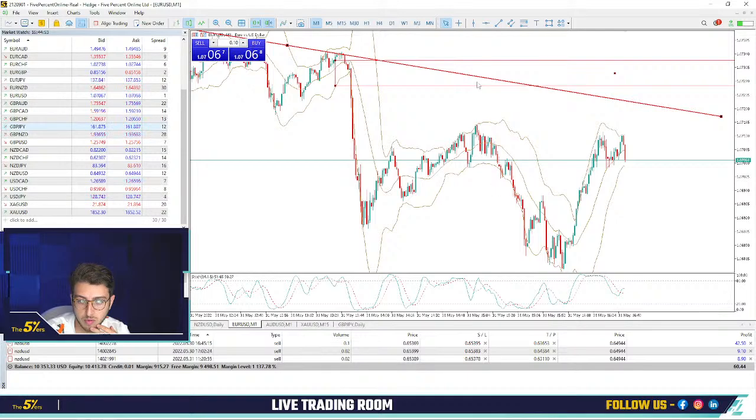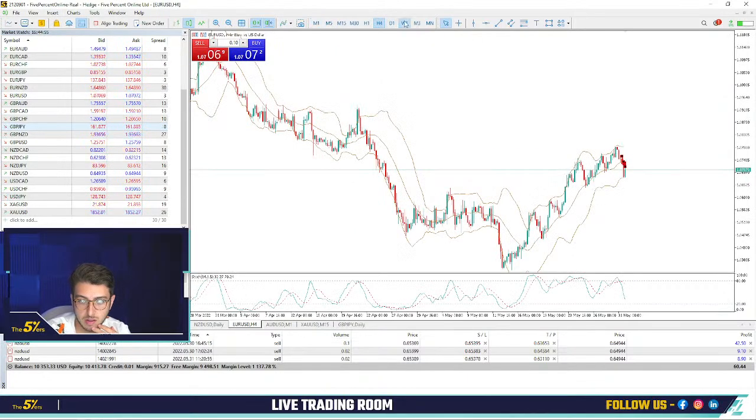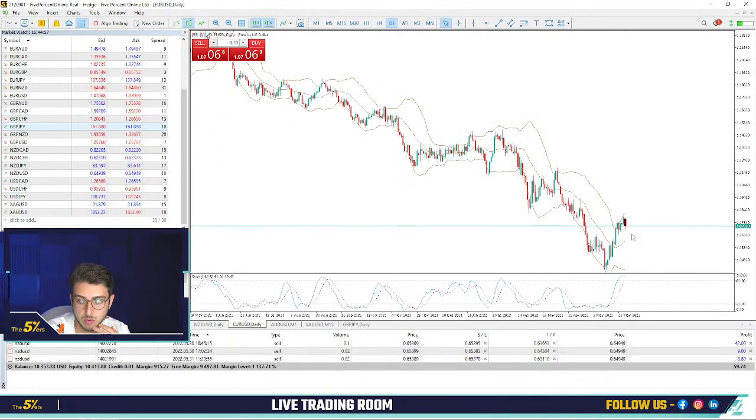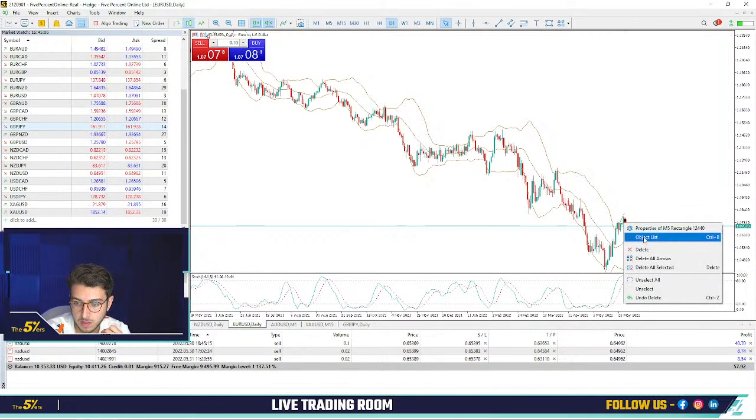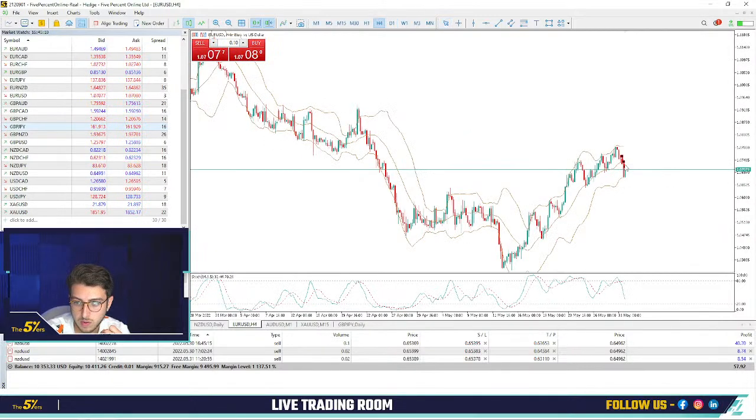Same for the euro dollar. I expect the euro dollar to continue rising. Today we can reach back again to, let me show you where I expect the price to go. On the euro dollar we can get back, let's say, to that zone. That would be very healthy to come back and continue the momentum.